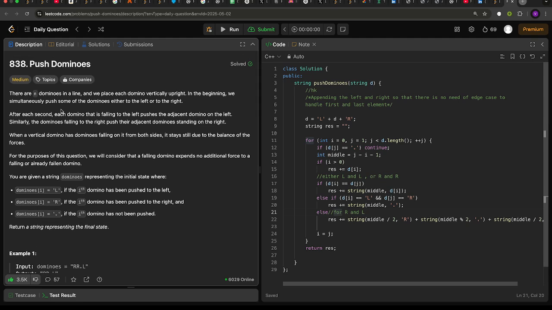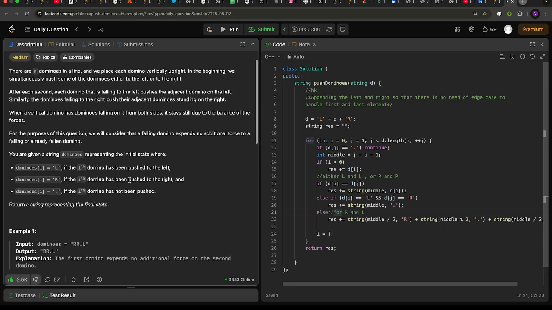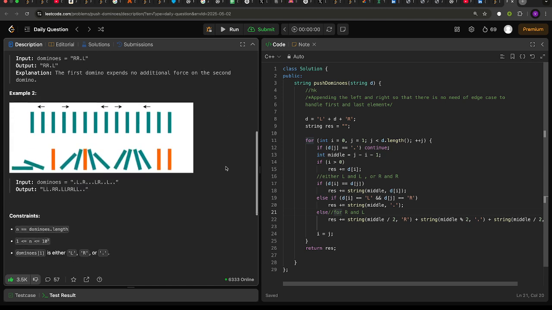So there are n dominoes in a line, and we place each domino vertically upright. In the beginning, we simultaneously push some of the dominoes either to the left or to the right. Okay. So basically we are given some dominoes. Dominoes is basically like this.